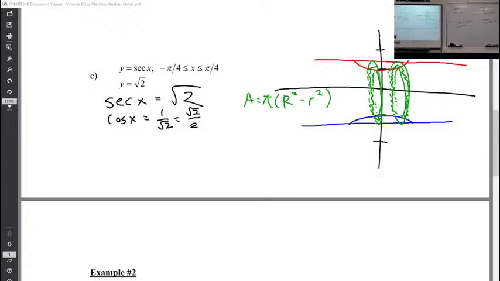And that is where cosine is positive in the fourth quadrant and the first quadrant. So it is going to be at negative pi over 4 and pi over 4. What a coincidence. All right, so those are the bounds of our integral. We are going from negative pi over 4 to positive pi over 4.